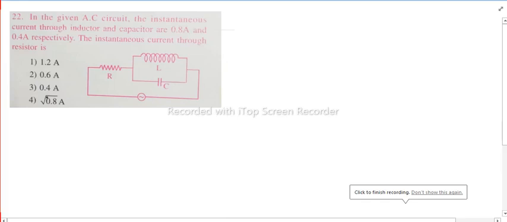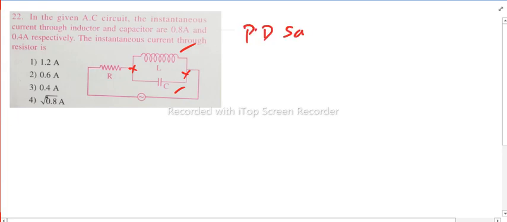In this, there is a circuit shown in which a resistor is connected with an inductor and a capacitor. This inductor and capacitor are connected in parallel. So that means the voltage difference between these 2 points, the PD, will be the same.